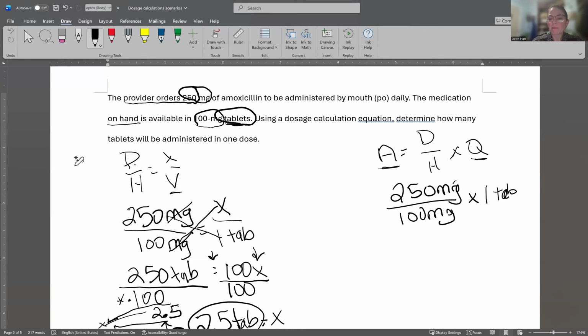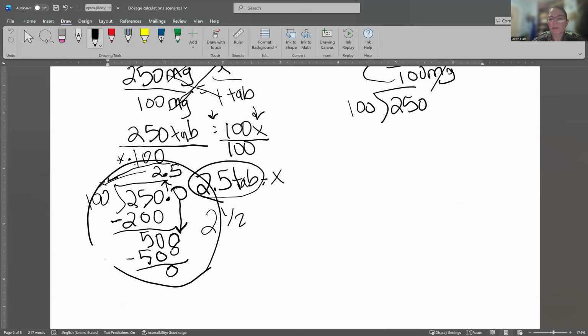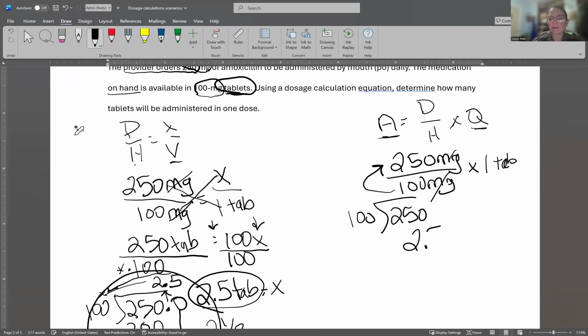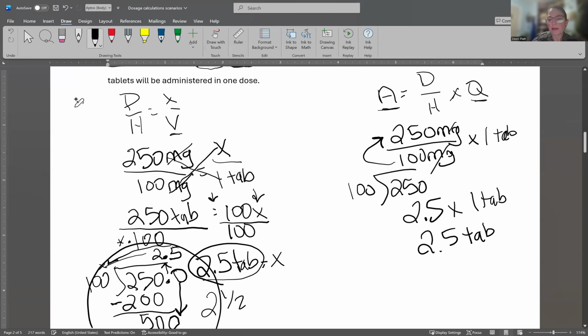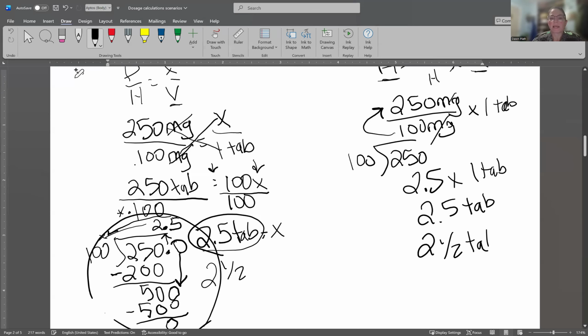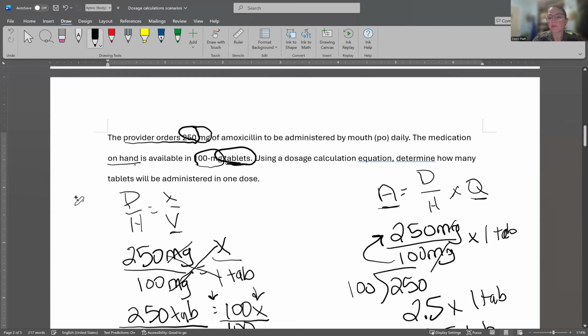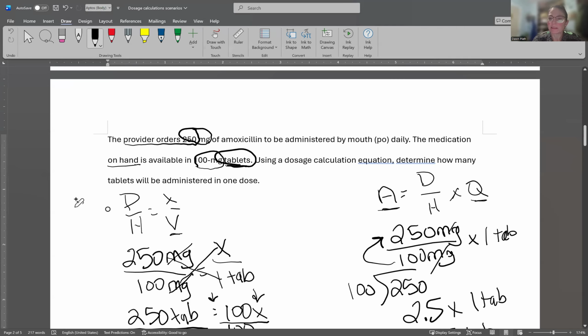So get rid of your milligrams, get rid of your milligrams, do the same division problem, 100 into 250. And you'll get the same answer, 2.5 times 1 tab. And that's 2.5 tabs. That's how much you're going to give to your patient, 2.5 tablets of amoxicillin.